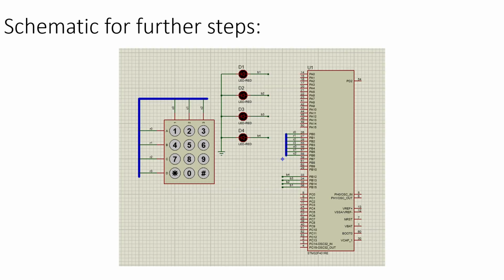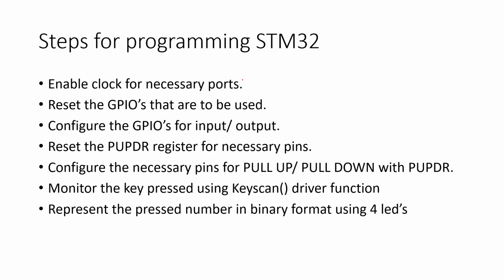And coming to the schematic for further steps, to interface STM32 and the keypad matrix, we will be connecting all the row pins of the keypad matrix to PB0 to PB3 pins of STM32. That is, we'll be using port B only. And the columns we will be connecting from PB4 to PB6. And coming to these LEDs, here we are using these LEDs as a kind of debugging mechanism for our keypad driver. That is, if our keypad driver is working well, whatever number we are pressing, the equivalent binary should be represented with these LEDs. That is what our intention is.